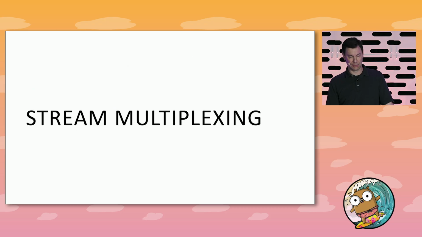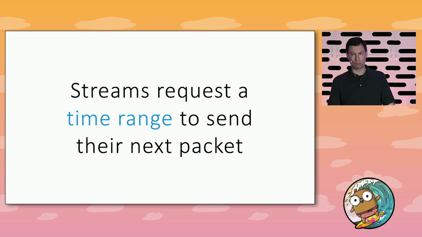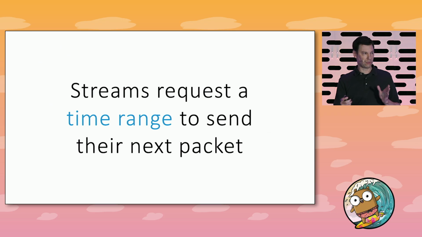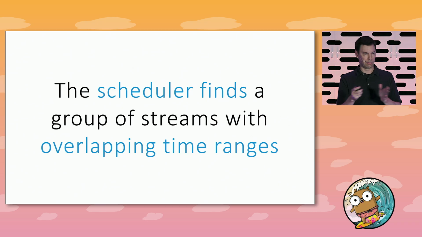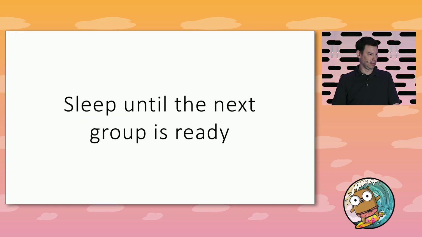How did this work? What was our idea here? So the idea, as I said, we'll create one packet scheduler goroutine per GOMAXPROCS. And then each of the streams will request a time range that they would like to do their next packet. Well, this is the earliest I'm willing to send a packet, and this is my deadline. If I go past that, then bad things happen. But that time range allows the scheduler to look for periods where there are multiple streams that are all willing to run within some overlapping time range, and we can group them and transmit all the packets for that group without sleeping. And then go to sleep until the next group is ready. So that was our idea.